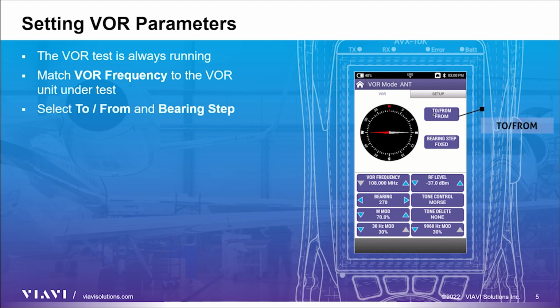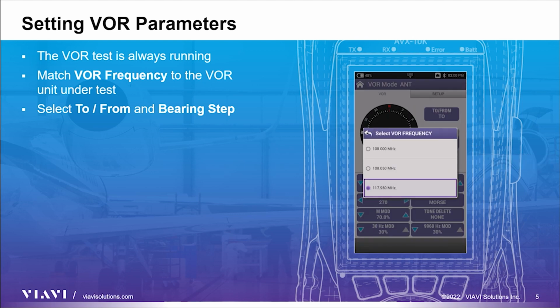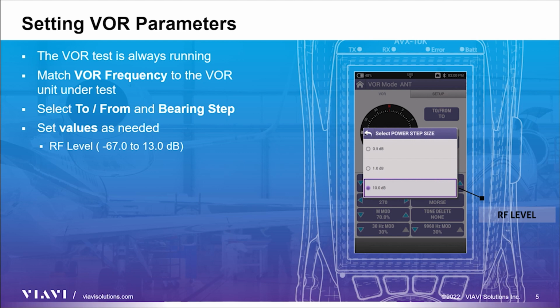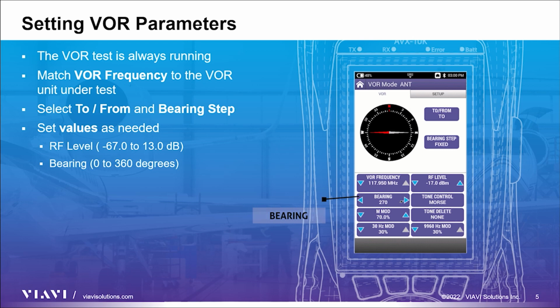The to, from field toggles the direction between to and from. Bearing step toggles between fixed and variable and affects the bearing field below. VOR frequency control will depend on the state of the frequency input type and setup. RF step size can be changed by clicking in the middle of the control and selecting either 0.5, 1, or 10 dB. The bearing value can be modified by clicking the left or right arrow buttons or by clicking and dragging the needle in the VOR display.